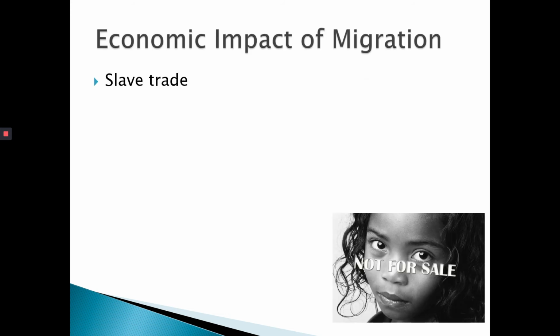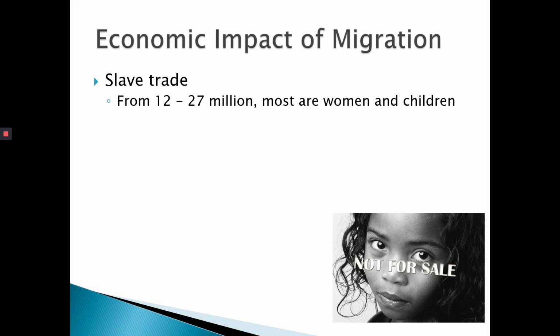So when we look at the impact of migration, we also have to recognize, unfortunately, that slave trade still exists in this world. Right now there are anywhere from 12 to 27 million individuals who are really classified as slaves. They are primarily women and children. These are individuals who, for one reason or another, have found themselves in the slave market. Sometimes there is the idea of generational trading.